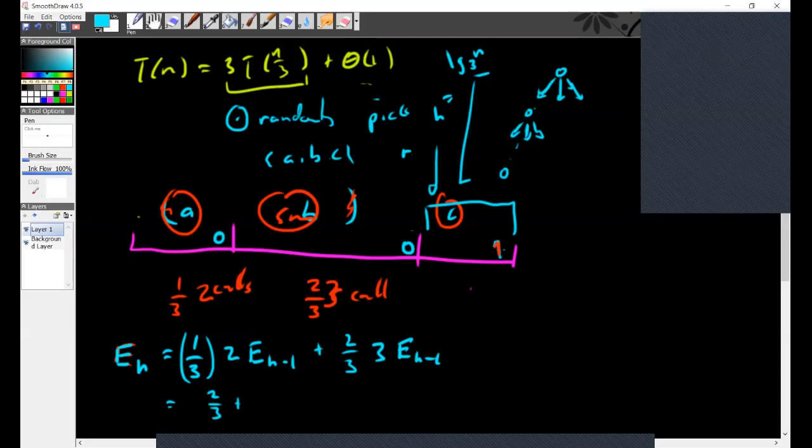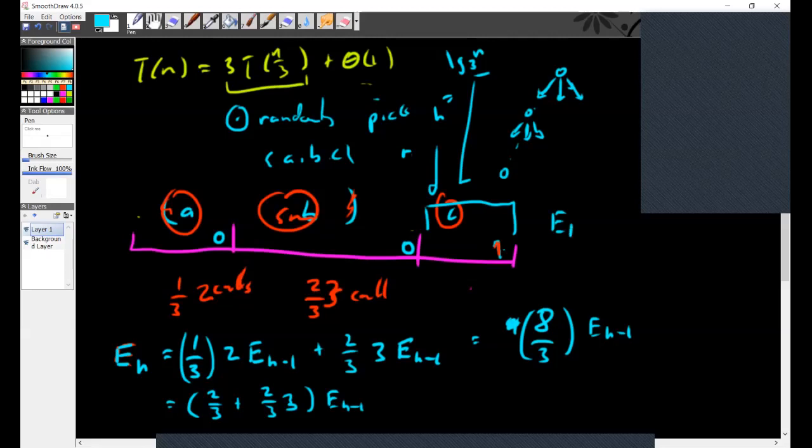So it will be 2/3 plus 2 times 3 over 3 here, E of h minus 1, which is the same as 4, sorry, not 4. I have 8/3 of E of h minus 1. And let's say E of 0, E of 1 or 0, I don't think it really matters. E of 0 is, let's just say 1, because you still need to read the array once. If it's a single element, you still need to read it and report it as a supermajority.